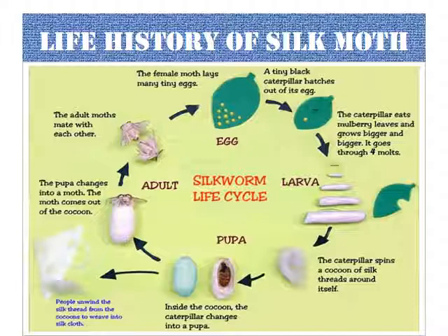The caterpillar spins a cocoon of silk thread around itself. Inside the cocoon, the caterpillar changes into a pupa. This pupa changes into a moth. The moth comes out of the cocoon, and again the same process is repeated.